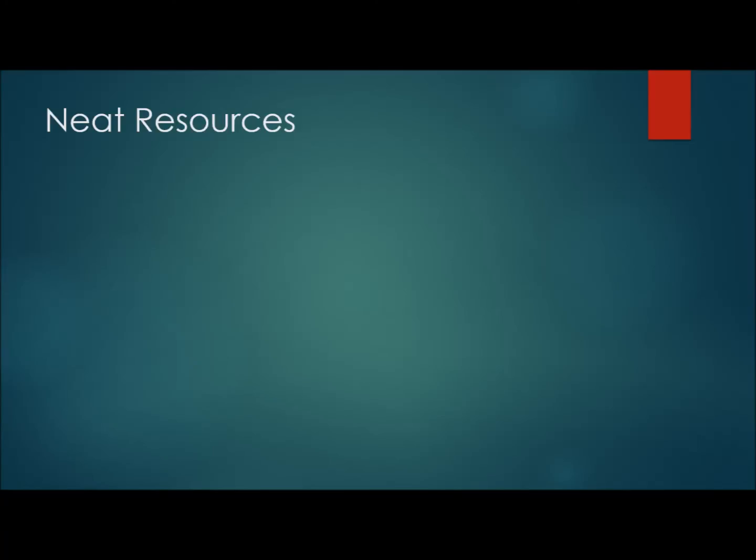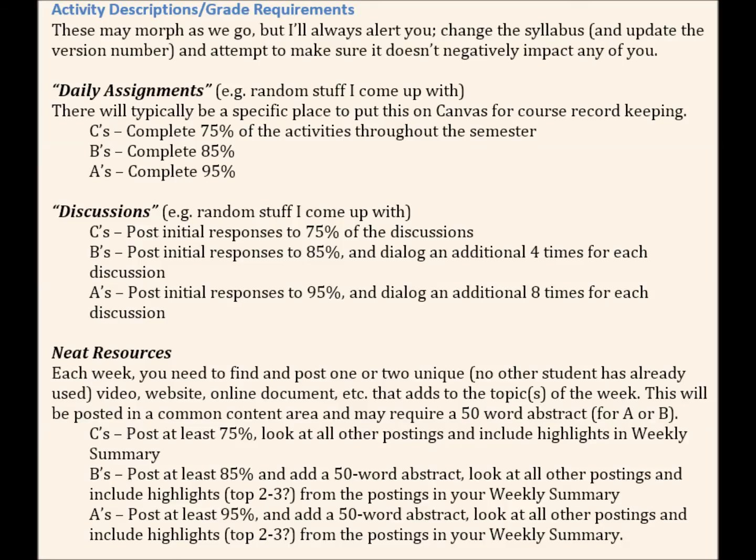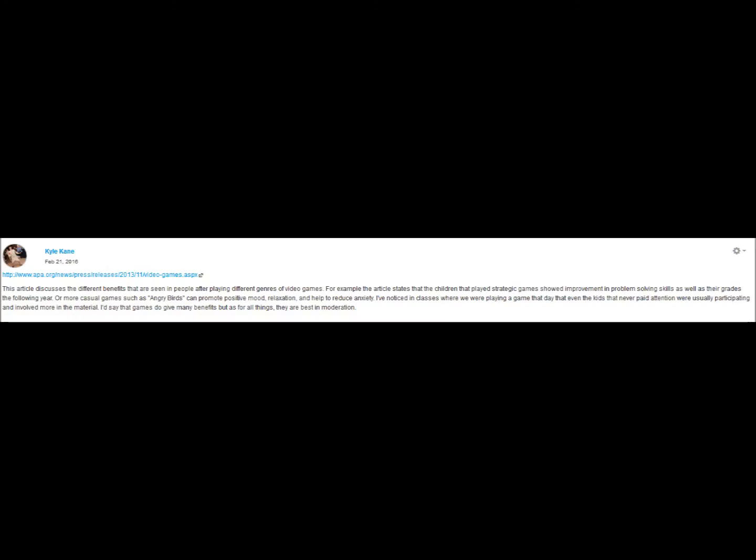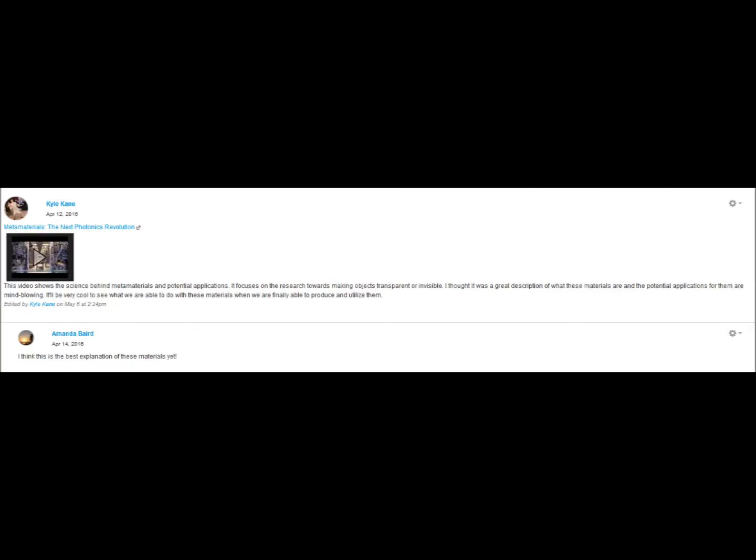The next section of the syllabus was the neat resources, and the requirements for a B were to post at least 85% to each of the neat resources combined, as well as add a 50-word abstract, and to include the top 2 to 3 highlights in my weekly summary. So the neat resources for the semester I completed at a solid B level. I posted resources for 100% of the neat resources we were assigned.